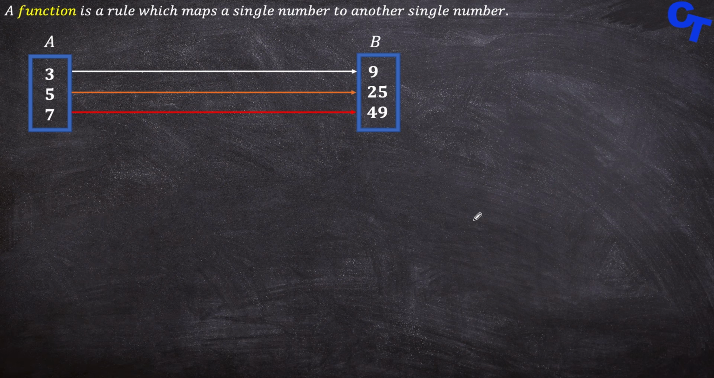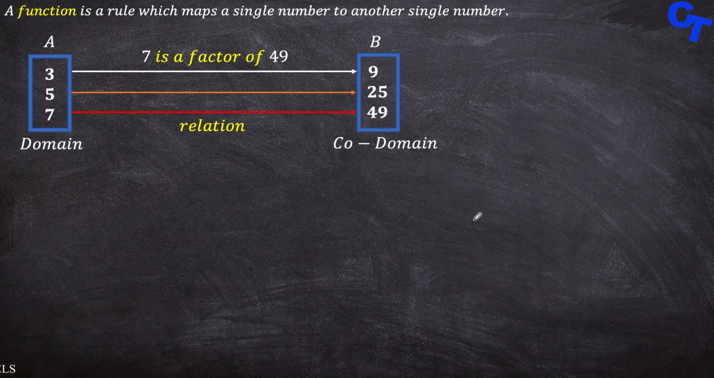And as you can see, there's a relationship. 3 is a factor of 9, 5 is a factor of 25, and 7 is a factor of 49. Okay, so this relationship is what we call a relation. So set A, which controls everything, is what we call the domain, and set B, which is being controlled, is what we call the codomain, right? And this type of relationship, we call it a function.